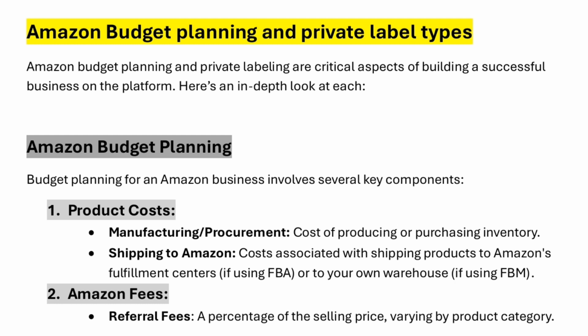Amazon budget planning. Budget planning for an Amazon business involves several key components. Number 1. Product costs. Manufacturing, procurement, cost of producing or purchasing inventory. Shipping to Amazon. Costs associated with shipping products to Amazon's fulfillment centers, if using FBA, or to your own warehouse, if using FBM.